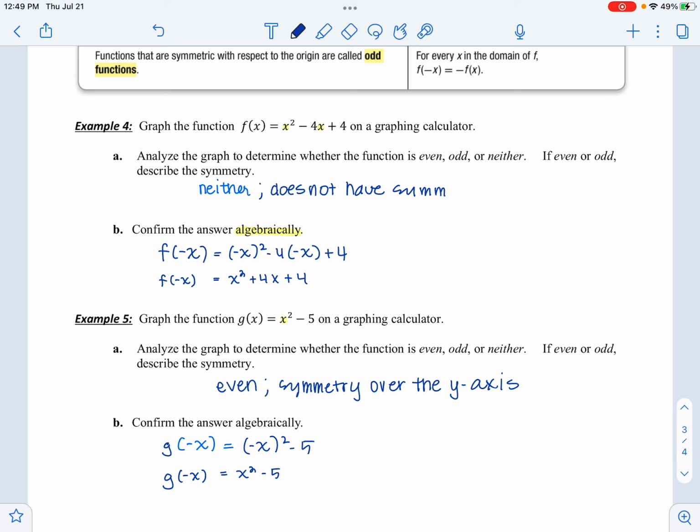So it does not have symmetry about the origin or over the y-axis. And those are the words I need to say. If I were taking a test or an assessment and I just put no symmetry, I'd get no points because it does have symmetry. All right, that's it for today's notes. You can go ahead and get started.